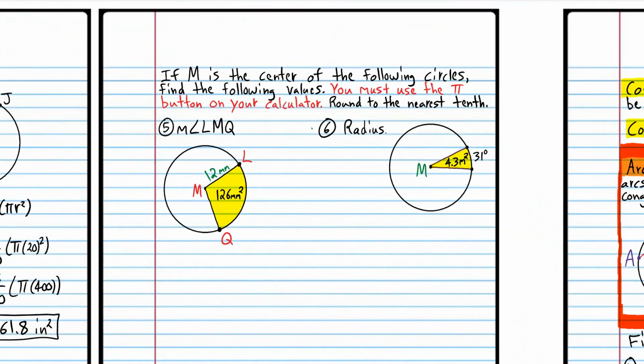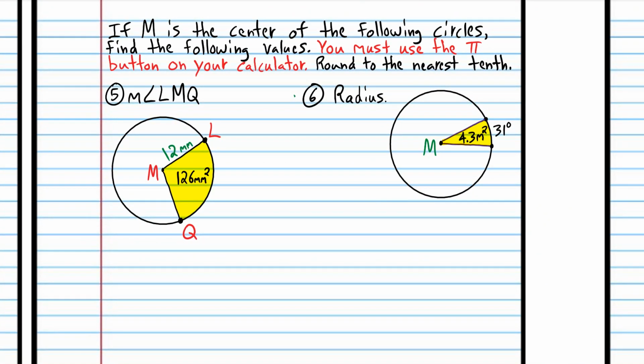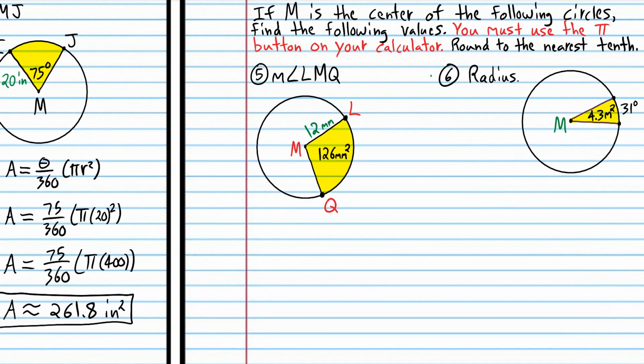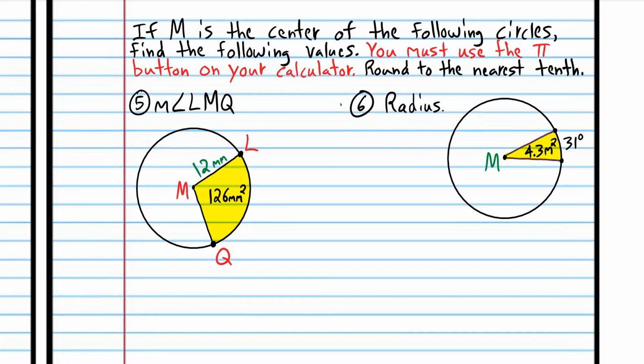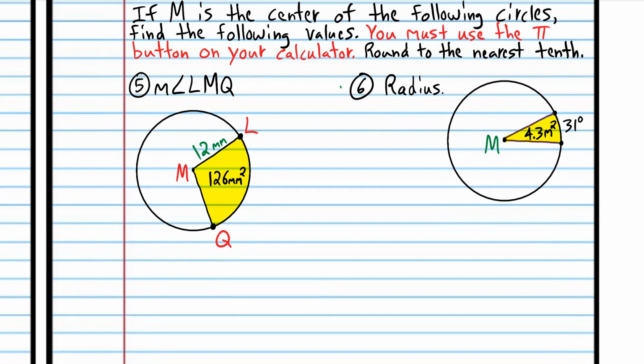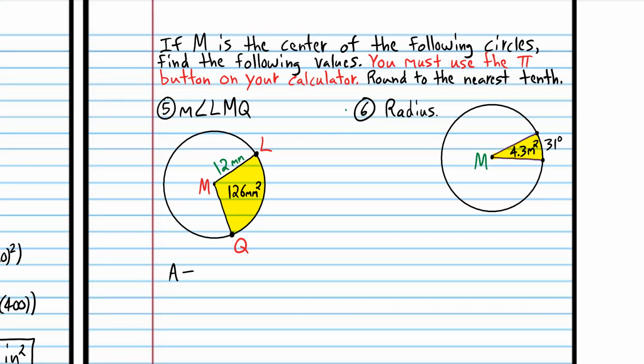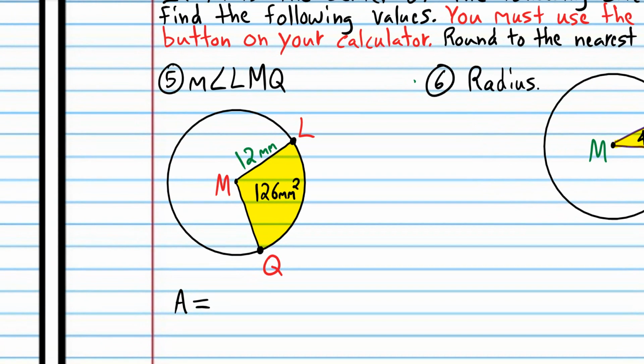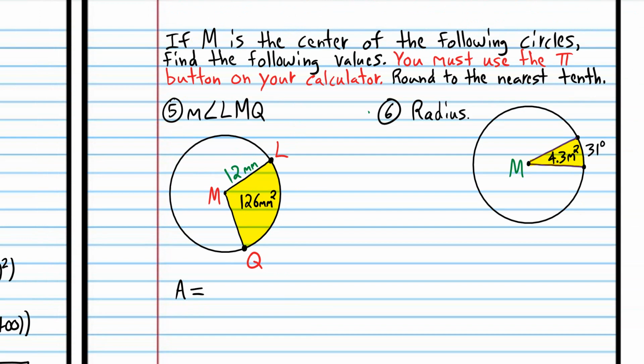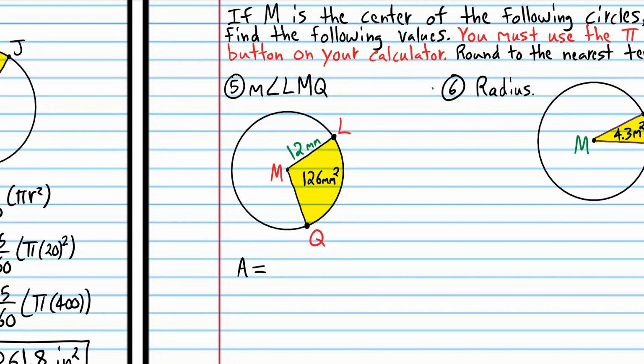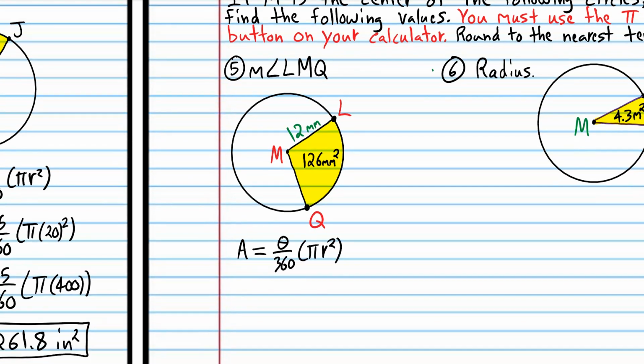All right, so now we're going to go on to some problems that are pretty much the same thing, except now we're plugging in different numbers. So we're going to go ahead and write the formula. And in this problem, we're looking for the measure of angle LMQ. So that is a central angle. That's this angle right here, you see. And so we have various terms. So A equals theta over 360 times pi r squared. That's the formula we're going to be using now.